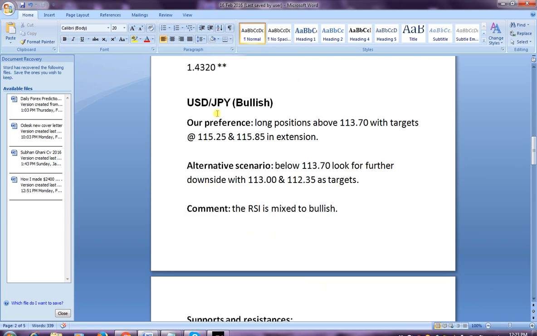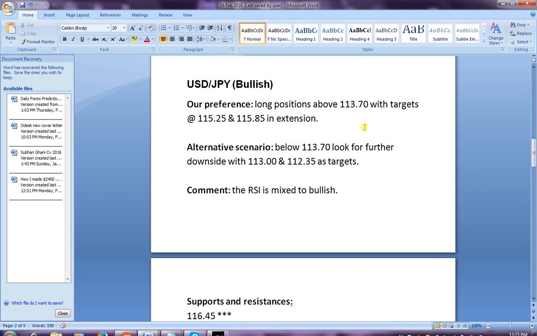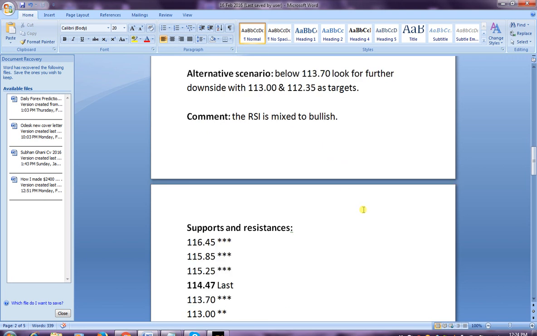Another one is USD/JPY. The bullish trend will be seen today, and our preference is to take your long position above 113.70 with targets 115.25 and 115.85 in extension. The RSI is mixed to bullish.